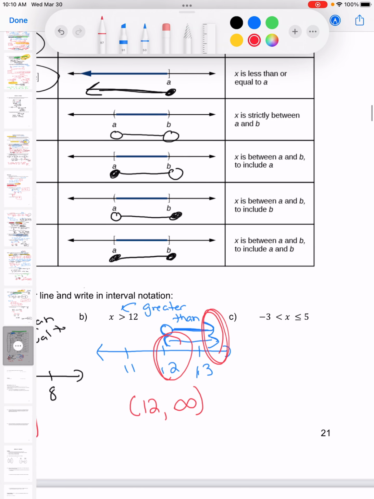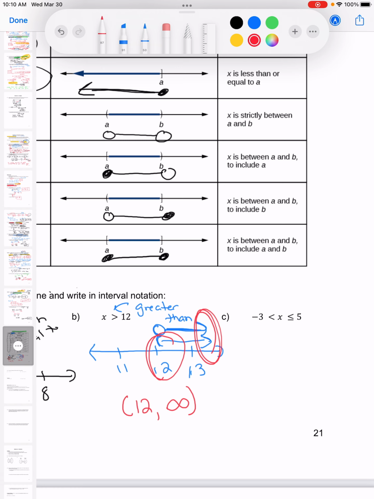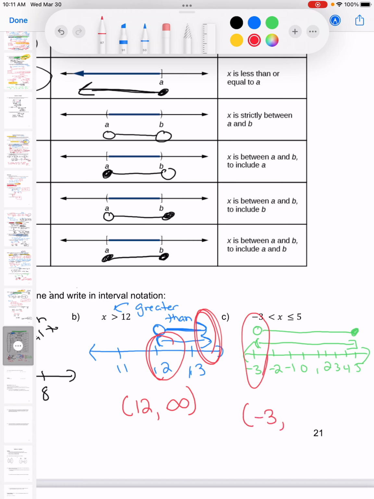And now I'll do C. Again, I'm going to draw my picture. We're going to put lots of numbers on here. Squeeze them all on there. At -3, it would be an open circle. All the way to 5, and it would be a closed circle. And so then instead of thinking about those circles, I'm going to use the new parentheses and brackets. Again, I'm going to read left to right. My picture starts with that parenthesis at -3 and ends with a bracket at 5.